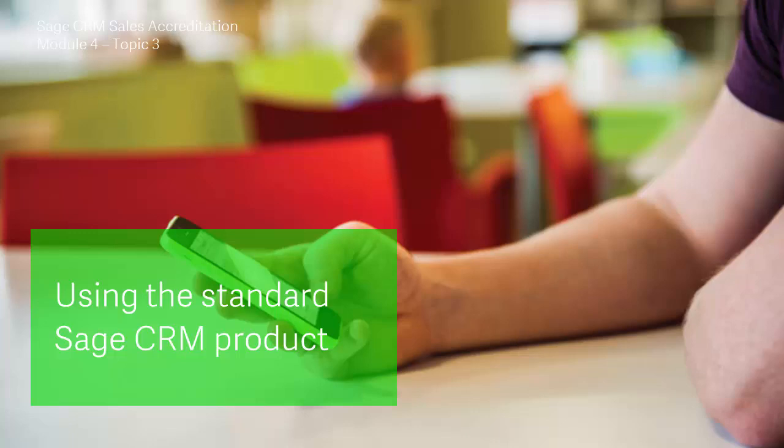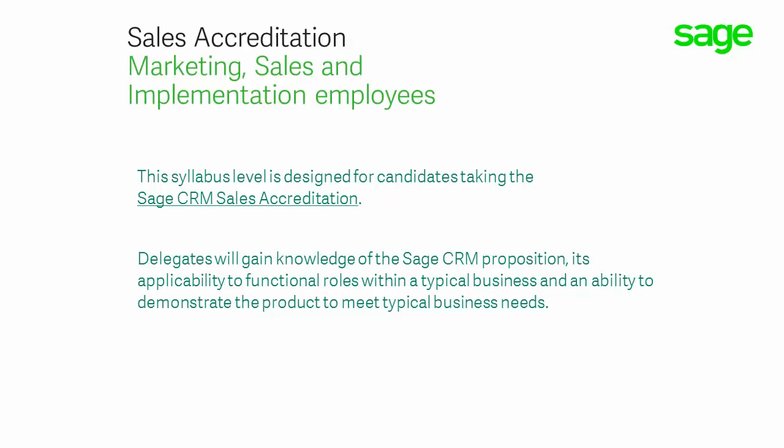You are currently viewing the Sage CRM Sales Accreditation in Module 4, which is designed for marketing, sales, and implementation employees. This syllabus level is designed for candidates taking the CRM Sales Accreditation at Level 1. Delegates will gain knowledge of the Sage CRM proposition, its applicability to functional roles within typical businesses, and an ability to demonstrate the product to meet typical business needs.